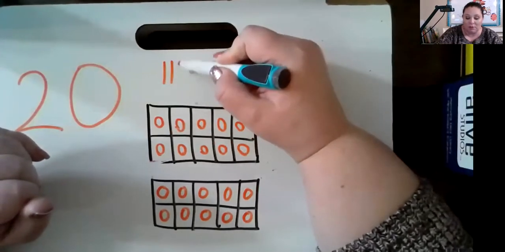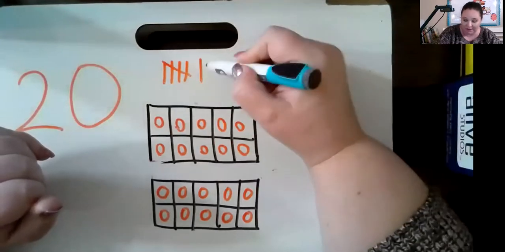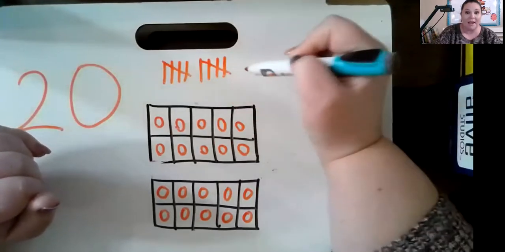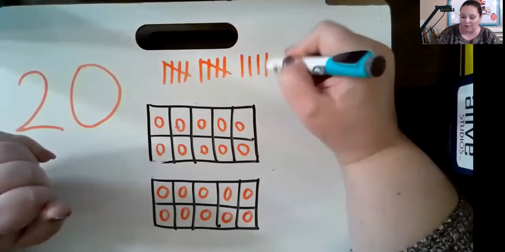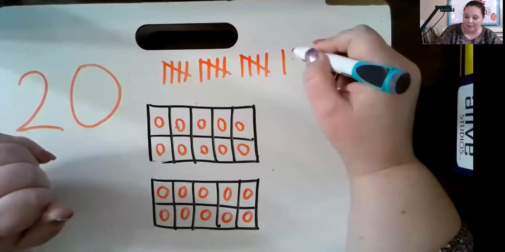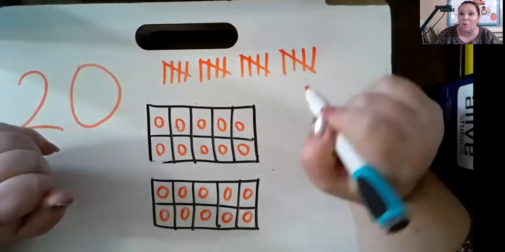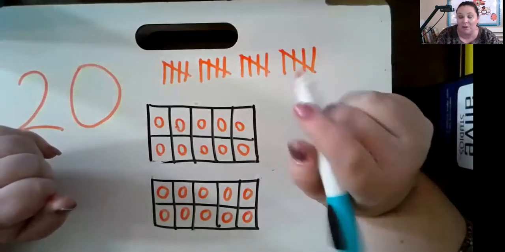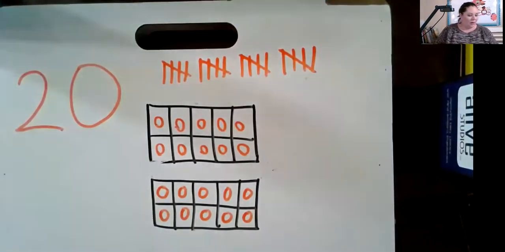1, 2, 3, 4, 5, close the gate. 6, 7, 8, 9, 10, close the gate. 11, 12, 13, 14, 15, close the gate. 16, 17, 18, 19, 20, close the gate. Whoa. All right, what else can we do?